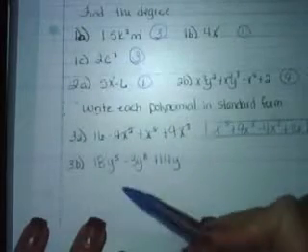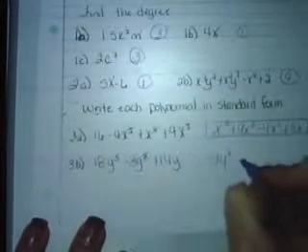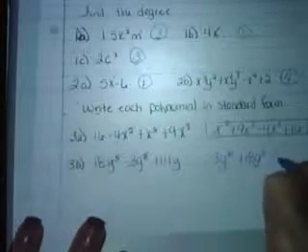Standard form, I can see that my highest exponent is 8, so I'm going to begin with negative 3y to the 8. And then I'll have plus 18y to the 5th. Then that leaves me with plus 14y.